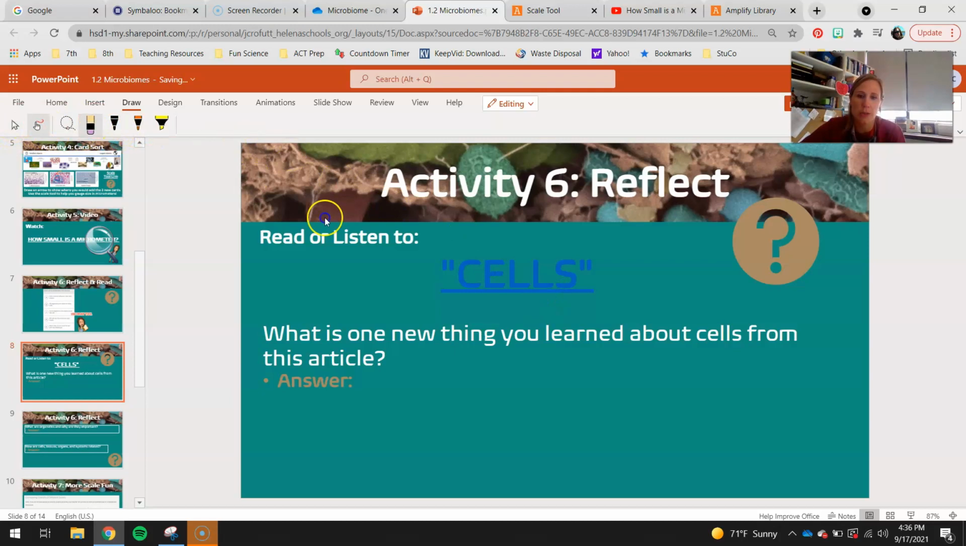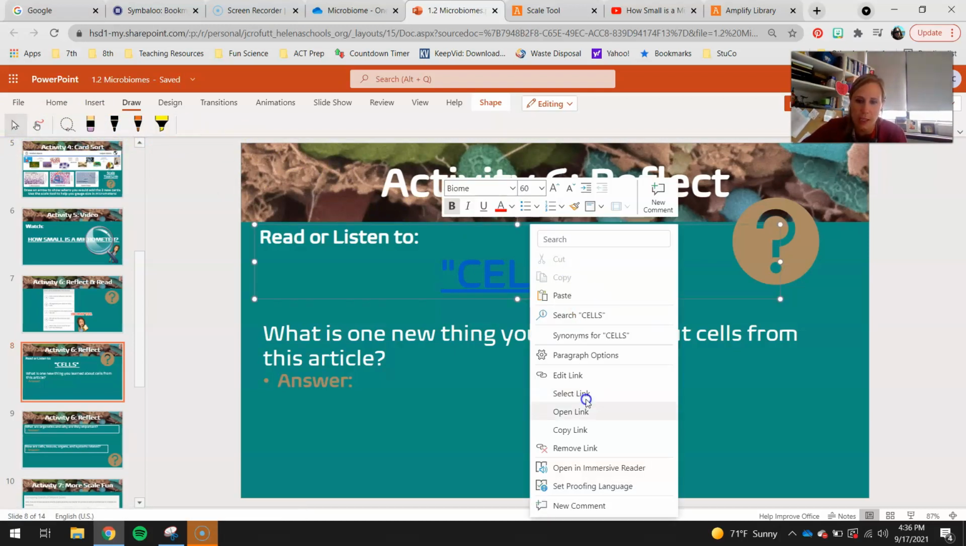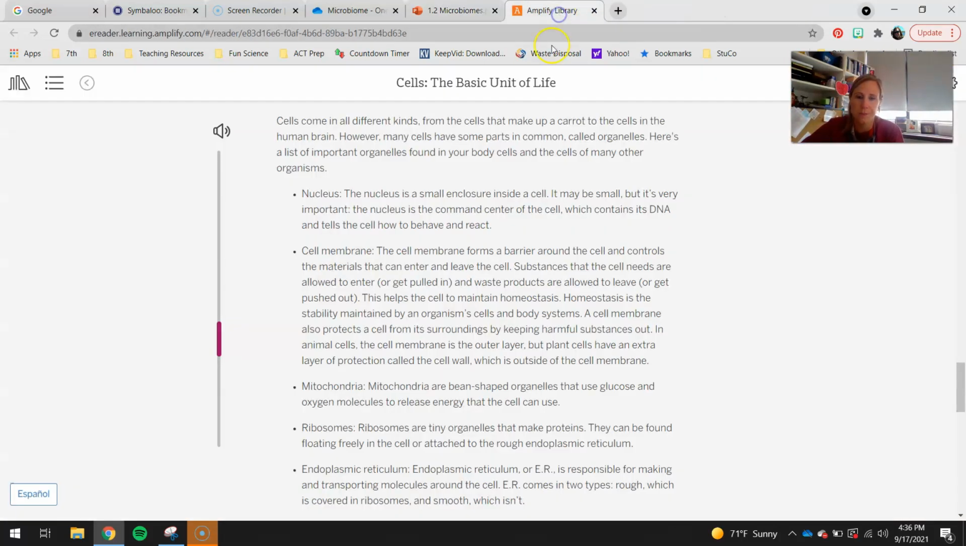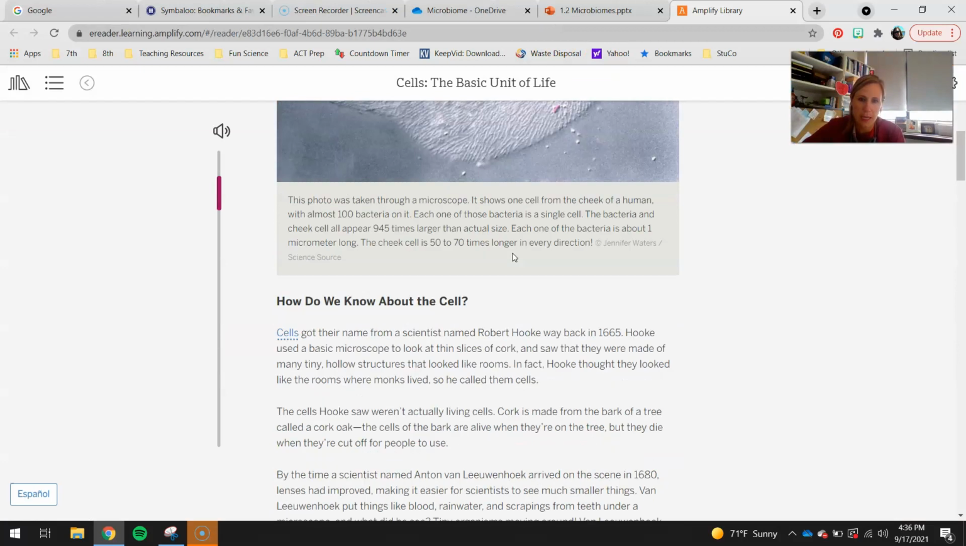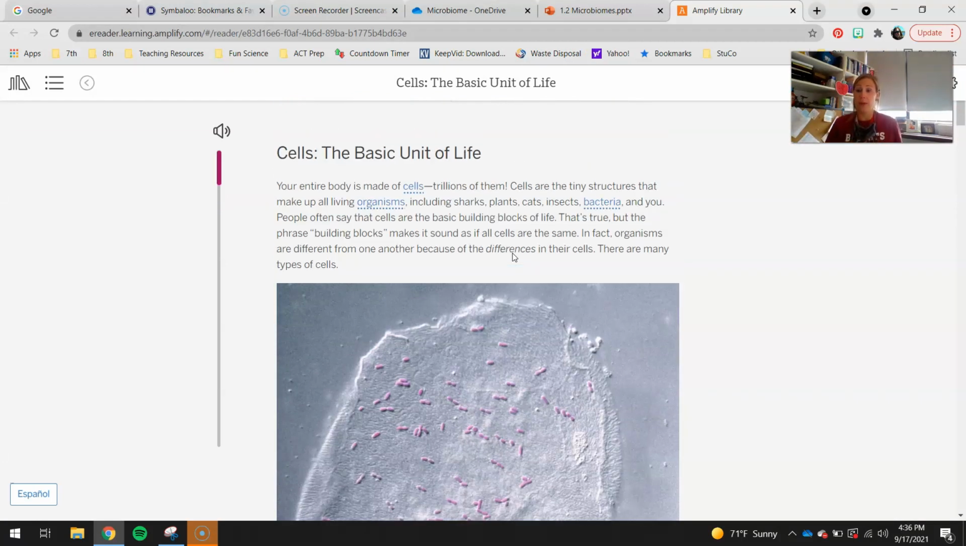You guys are going to need to right click this article right here called cells, and open this up. You are going to be reading this article called cells. It's kind of lengthy, but I have a deal that I make with all of my students. I don't expect you guys to annotate and highlight. If you want to do that, you may. But I do expect you to read it.